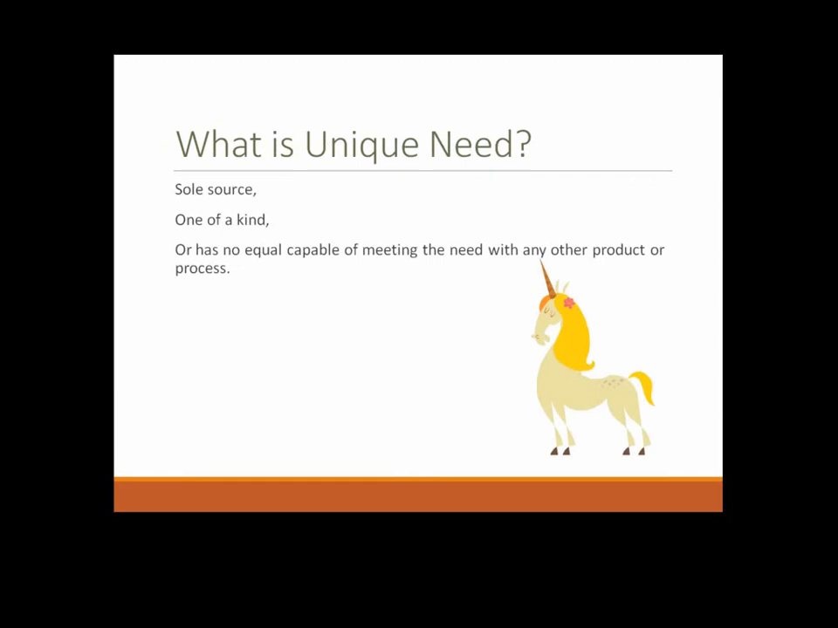What is a unique need? It is sole source, one of a kind. There's nothing out there that's able to meet the need with any other product or process. And when you're considering this, money is not the issue. You cannot use money as saying, well, there's other things, but they're so much more expensive. You cannot do that. It's either there is something or there isn't something. Money's got nothing to do with it.